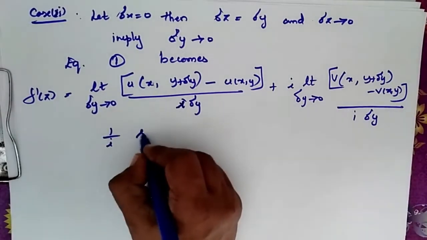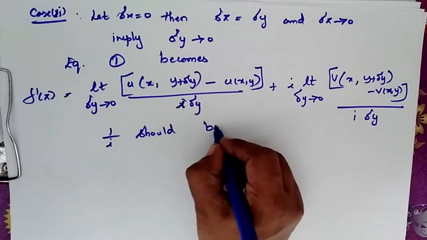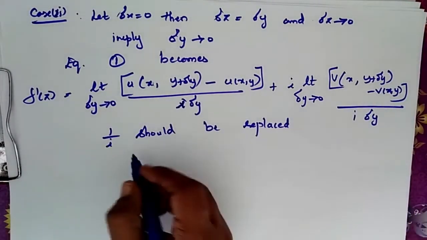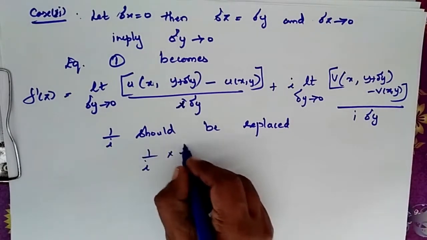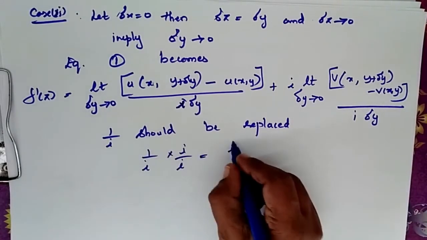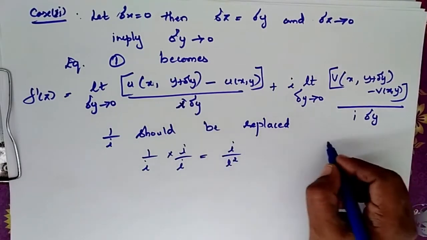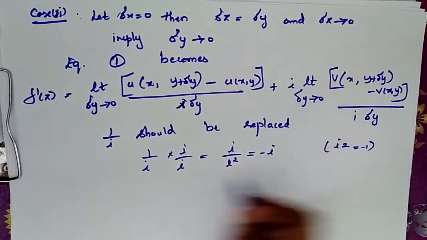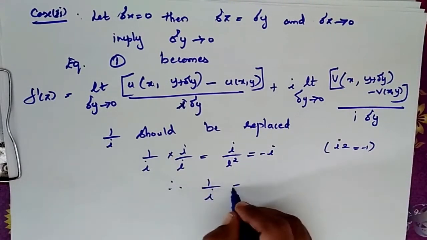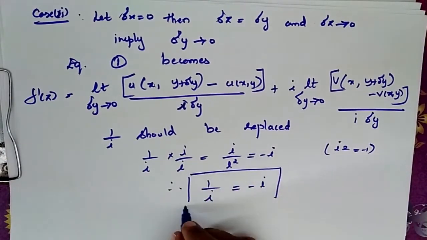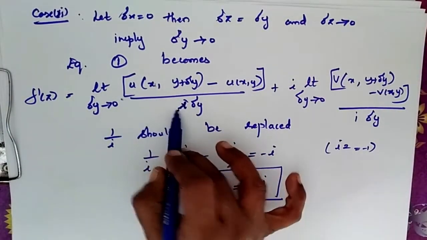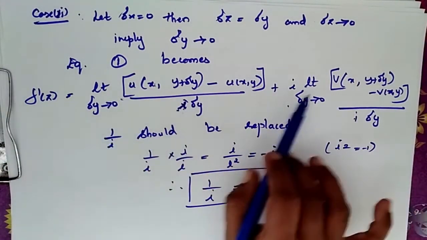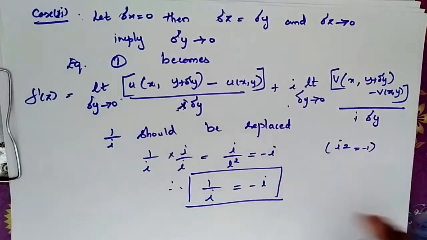This 1 by i should be replaced. So 1 by i into i by i, this is equal to i by i square. i square is equal to minus 1. So this is equal to minus i. Therefore, 1 by i is equal to minus i. So for this 1 by i and for this 1 by i, I'll substitute minus i, and we are going to simplify this.